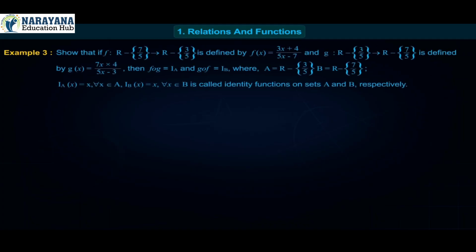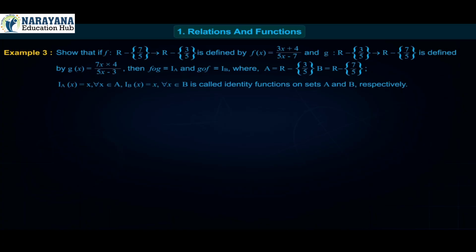Example 3. Show that if f from R minus {7 upon 5} to R minus {3 upon 5} is defined by f of x is equal to (3x plus 4) upon (5x minus 7) and g from R minus {3 upon 5} to R minus {7 upon 5} is defined by g of x is equal to (7x plus 4) upon (5x minus 3).